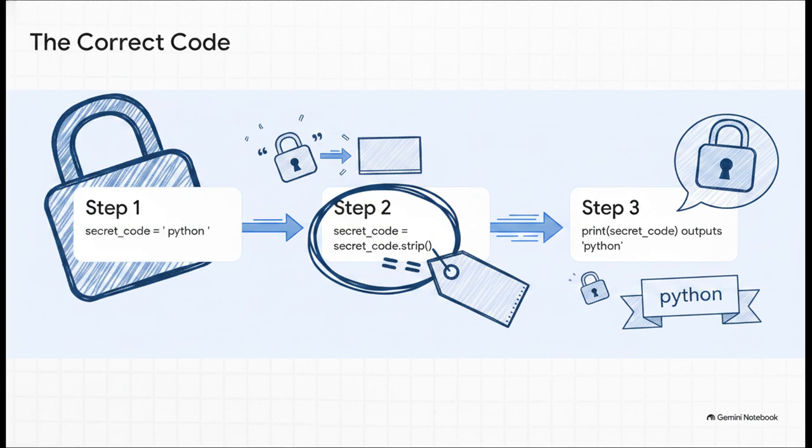Step 1 is exactly the same, but look at step 2. We don't just say secret_code.strip, we say secret_code equals secret_code.strip. So the absolutely crucial point is right here. By using that equal sign, we are taking our variable name tag and reassigning it to the result of the method. We are officially capturing our updated copy. Now, in step 3, when we print secret_code, it outputs the beautiful, clean text we actually wanted all along.